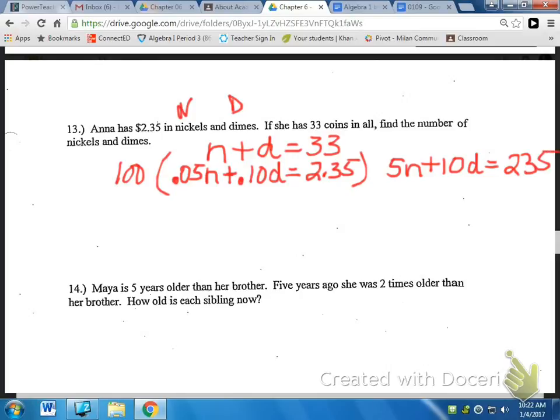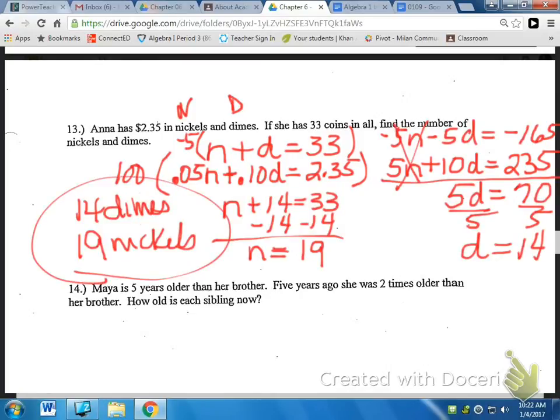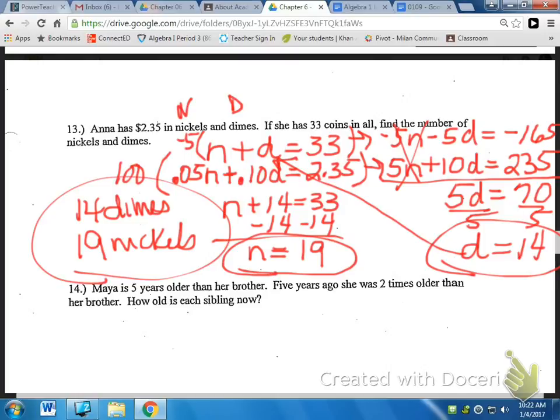That looks nice. What do you want to take the top one times? Let's do negative 5. So negative 5D, or negative 5N, I'm sorry. Okay, so we multiplied by 100 to get this equation, and multiplied this one times negative 5. You solve, you get 14 dimes. You substitute 14 dimes in up here, and you get 19 nickels. So 14 dimes and 19 nickels.